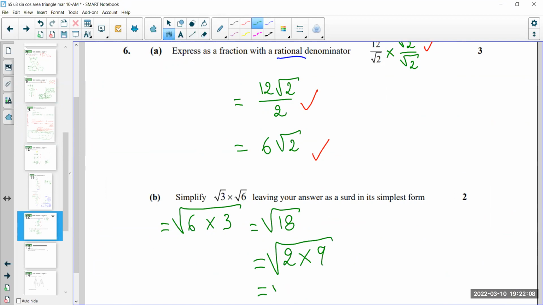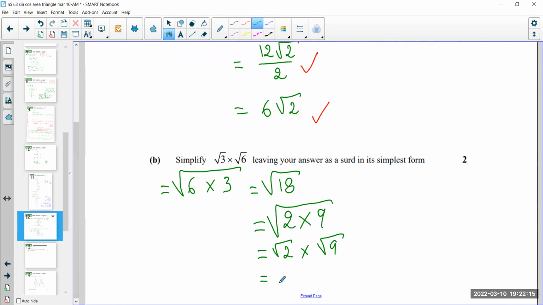So maybe you'll be able to see it this time. And that is just √2 times √9. And what is √9? What number do you times by itself to give you 9? 3. And that's how you get your second mark for this one. So it would be that one for a mark and that one for the other mark. 2 marks. Easy 2 marks. The only thing we needed to know is divide by 2.